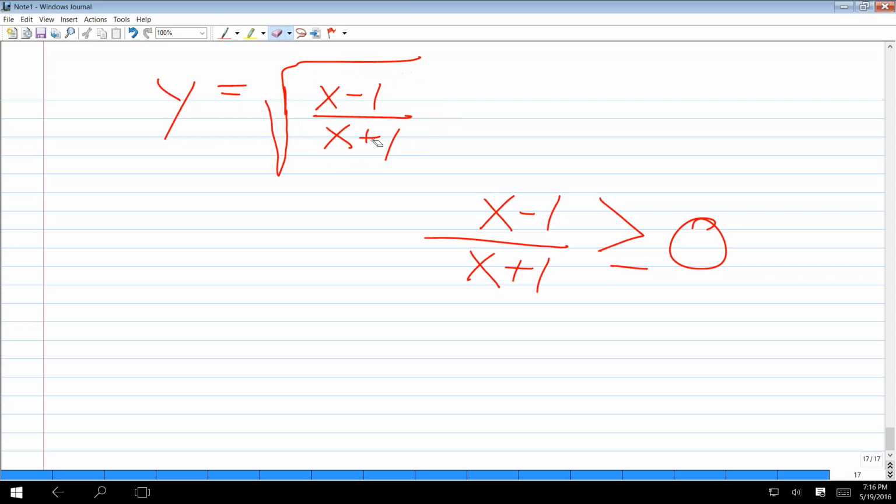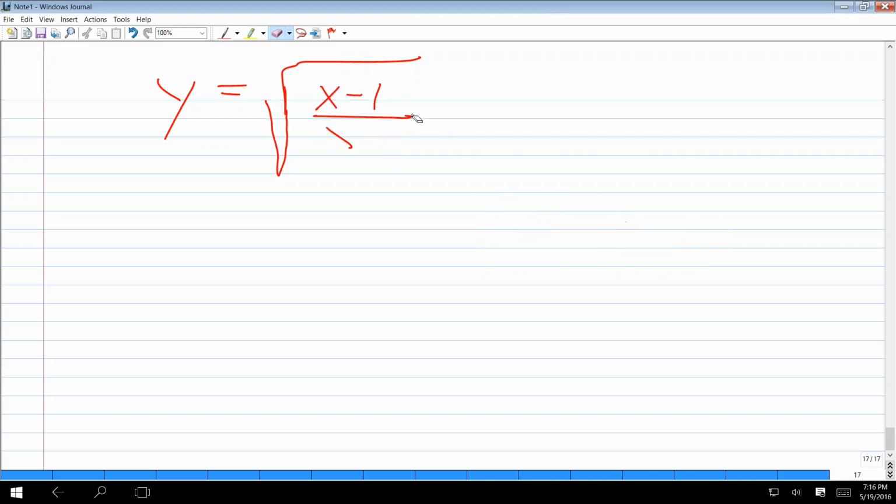So it doesn't matter how complex it is. I can have a quadratic in the numerator. I could have a cubic. Whatever is under the radical has to be greater than or equal to 0. That's how you're going to come up with your domain. Okay.